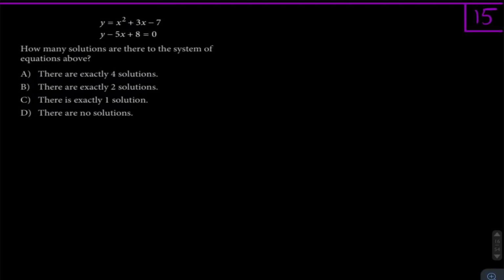Last problem of this set of 5. Problem 15 gives us 2 equations, and it says how many solutions are there to the system of equations above. Now, here's what I like to think about when I'm looking at an example like this. I like to think about what the actual equations are. Is it a line? Is it a parabola? Is it a circle? What am I actually looking for intersections with, right?